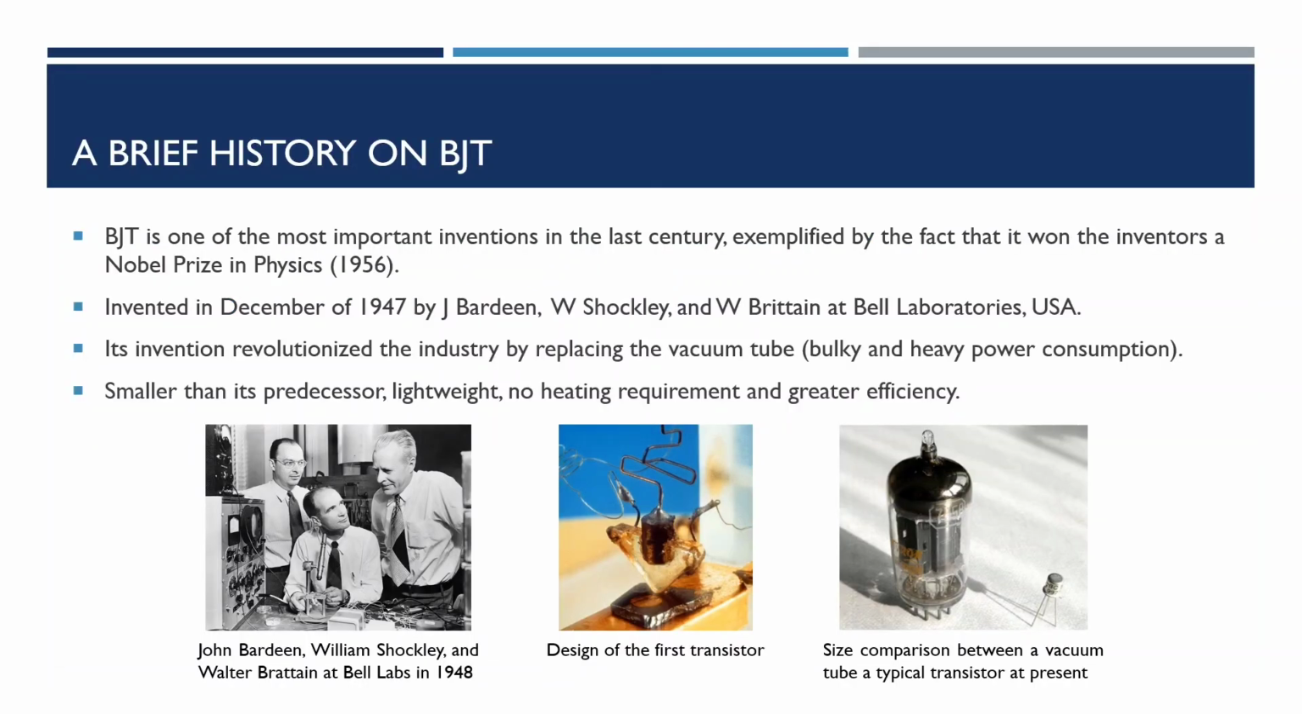First, let us look at the impact of this tiny electronic device. The bipolar junction transistor, or BJT, is one of the most significant inventions in the last century. Its importance is highlighted by the fact that its inventors, Bardeen, Shockley, and Brittain, all went on to win the Nobel Prize in Physics for it. It is one of the most basic building blocks of today's modern electronics.